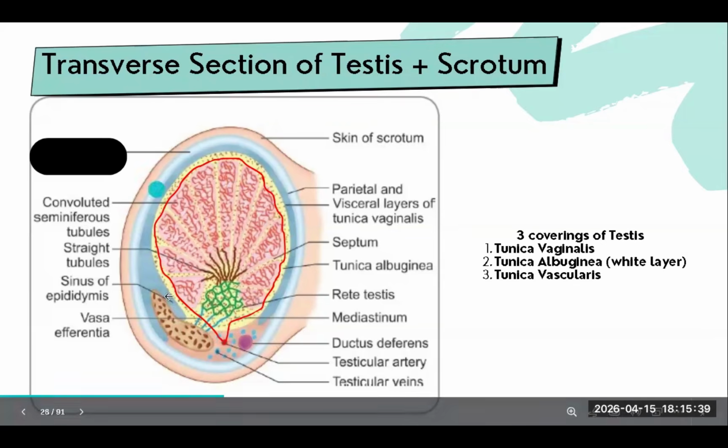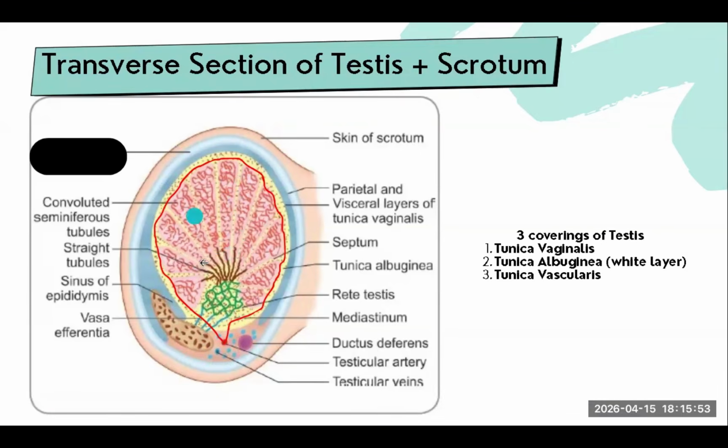The tunica vascularis is a blood vessel layer, and it's given off from the testicular artery. While we're at it, we can appreciate the testicular veins and the ductus deferens. Inner to that, you have the testes divided into different lobules. The lobules are the pink, different lobules, and the division is done by septa. And this is a septum over here.